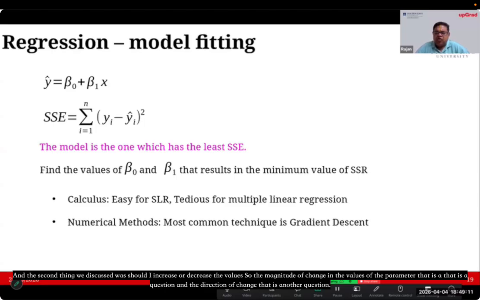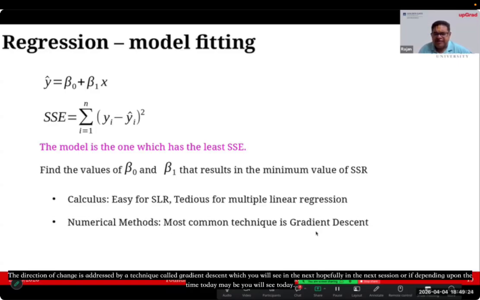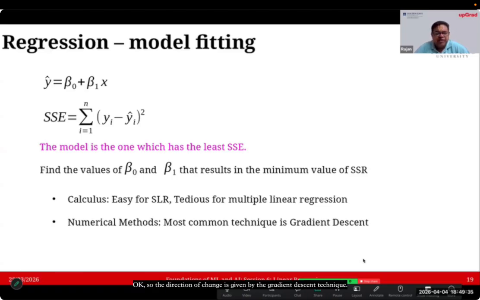Okay, so the magnitude of change in the values of the parameter, that's a question. And the direction of change, that's another question. The direction of change is addressed by a technique called gradient descent, which you will see in the next session, or if, depending upon the time today, maybe we'll see it today.